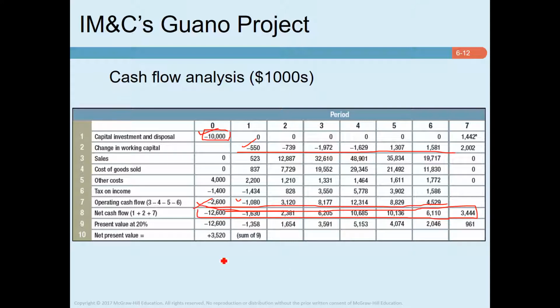Okay, and we discount these net cash flows with a discount rate of 20%. So these are the present values, and as we sum them up, we get net present value, which is 3,520. And you see that net present value is positive, so we will accept the project.